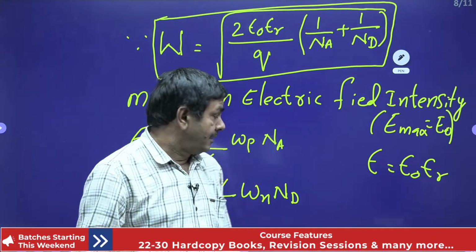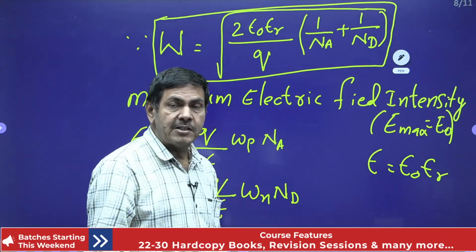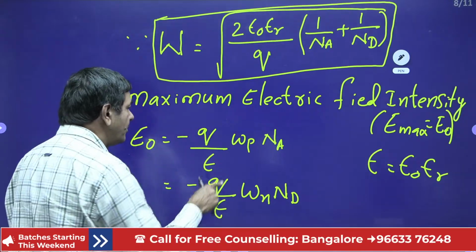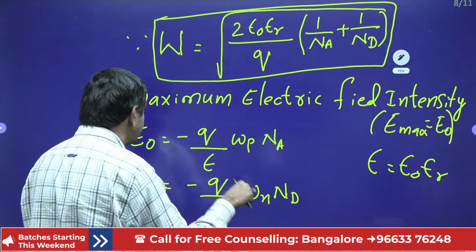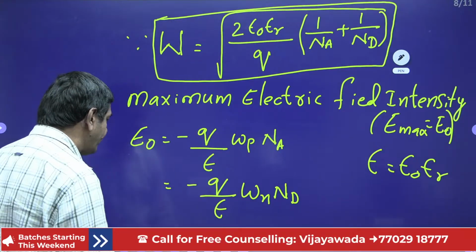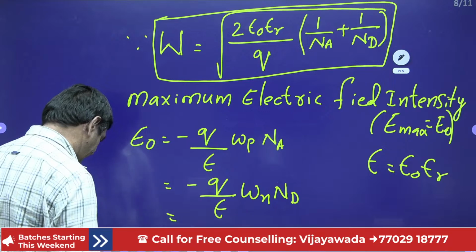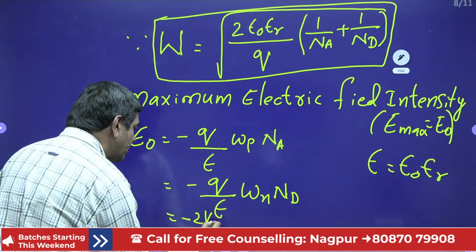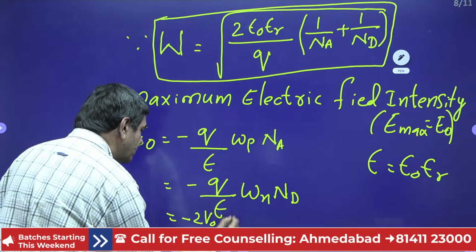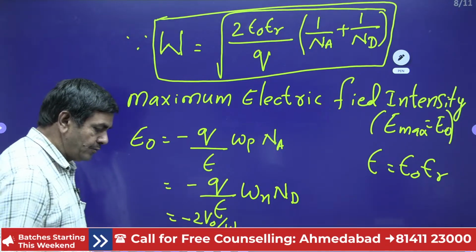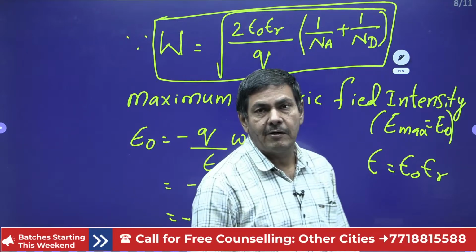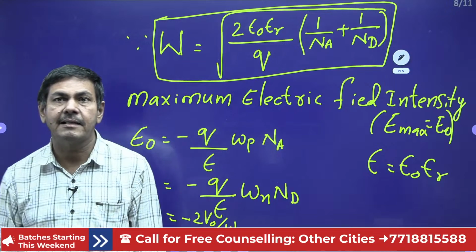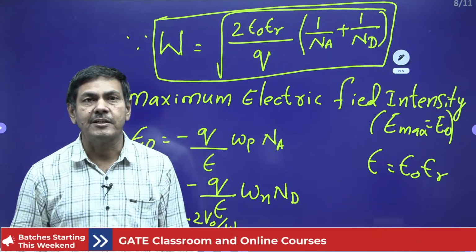Here, WP and WN are given, so we can find the intensity. The total width you can find using this, and the electric field intensity also. The maximum electric field is minus 2V naught by W. By using any one of these formulas, you will get the maximum electric field intensity in the depletion region.